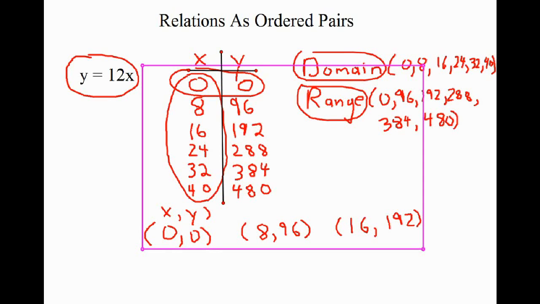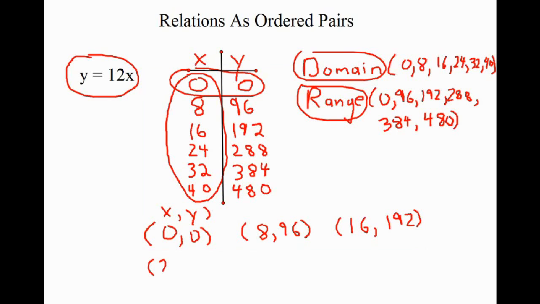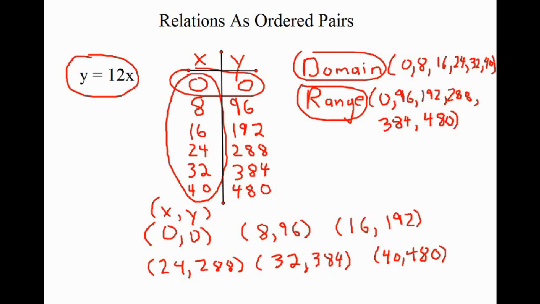Our next ordered pair: x is 24, then y is 288. Second last one, x is 32, y is 384. And finally, the last value, x is 40, and y is 480. So these are all of our ordered pairs for this relationship. Again, an ordered pair is written in brackets, and the x value comes first, and then the y value.